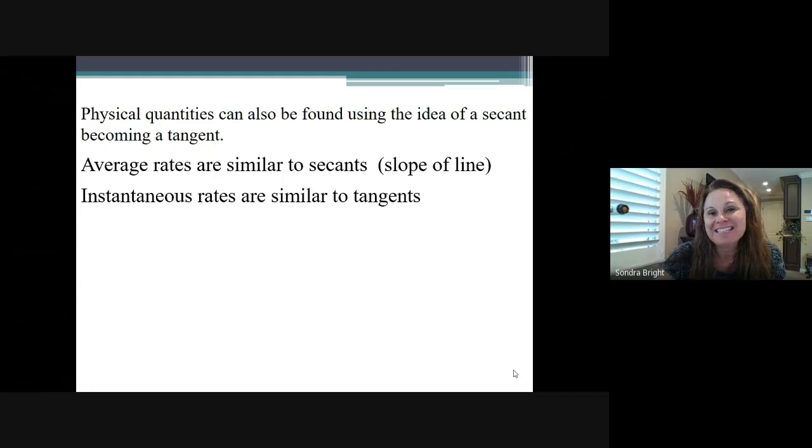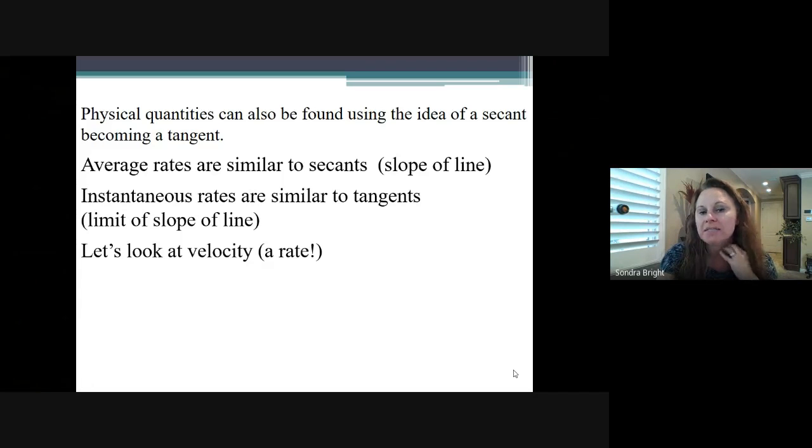If they ask you for the instantaneous rate of change, meaning they want the rate of change happening right at this second, because in real life, when you're driving on the freeway, you've got to put your car in cruise control to stay at 65 miles per hour. Normally your foot comes up and goes down, so it varies. To find the rate of change for an instant, that's going to be your tangent line, so the limit of the slope of the line. And velocity is a rate. Velocity is the one we're going to talk about right now.